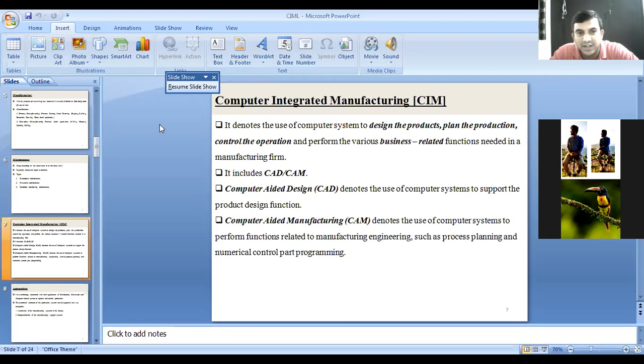Yes, sir. Yeah. Now what is the slide? Which slide am I showing, man? The slide is visible, sir. Check. Computer integrated manufacturing. Okay.